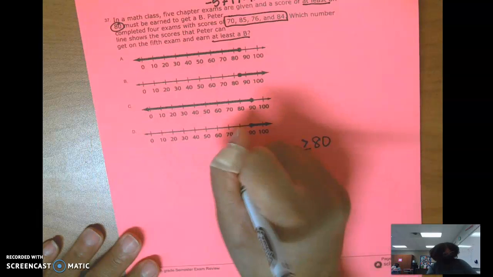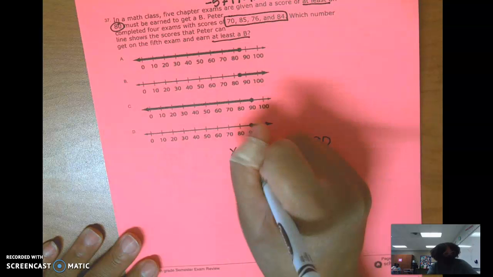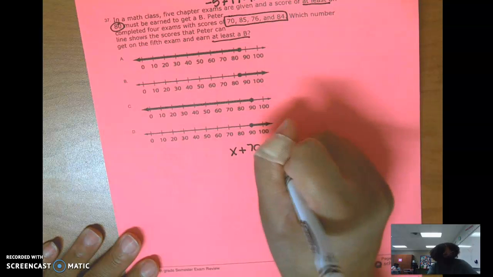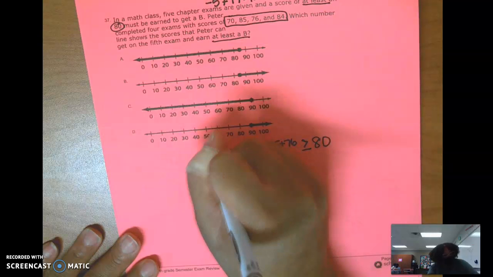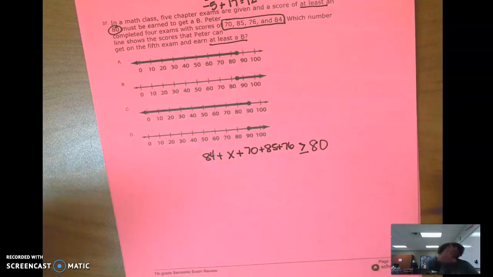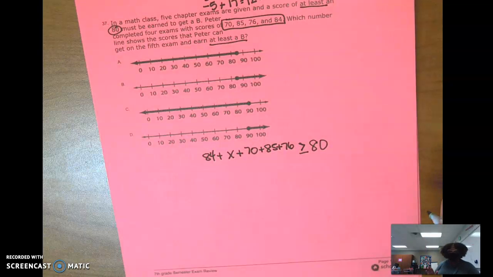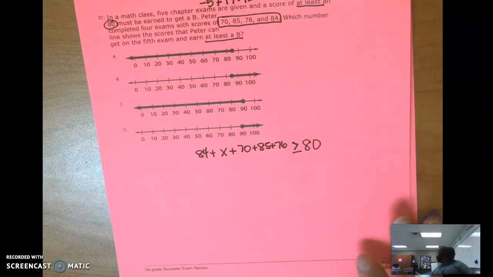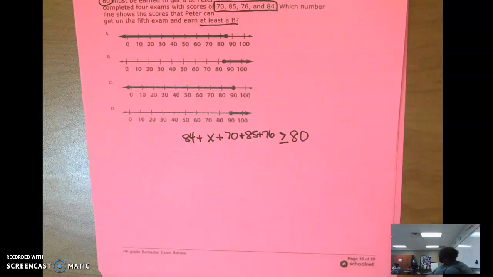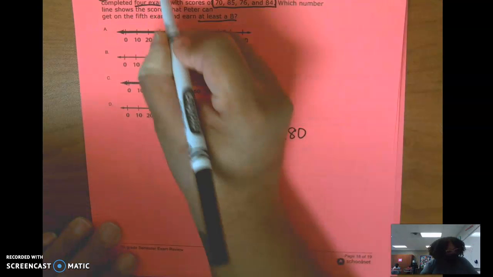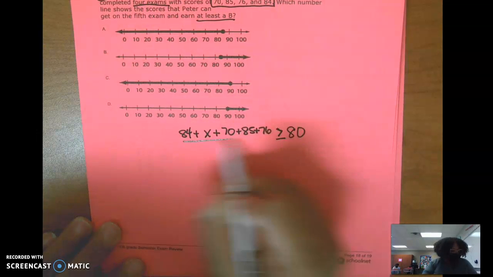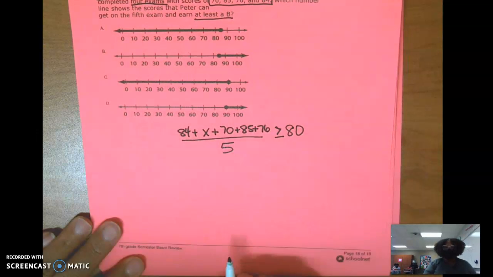Okay, so let's say x plus 70 plus 85 plus 76 plus 84. Those are all 5 of his scores. And then if I'm finding average, am I just adding and that's it? No. Divide by what? 5. Why? Because he already did 4 and he wants to know about his 5th one. So divide by 5.